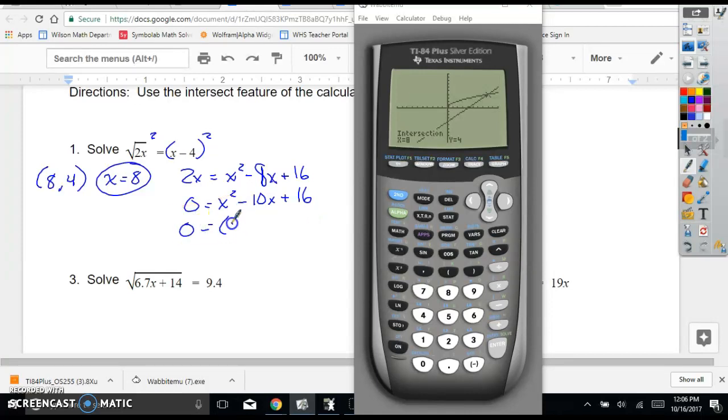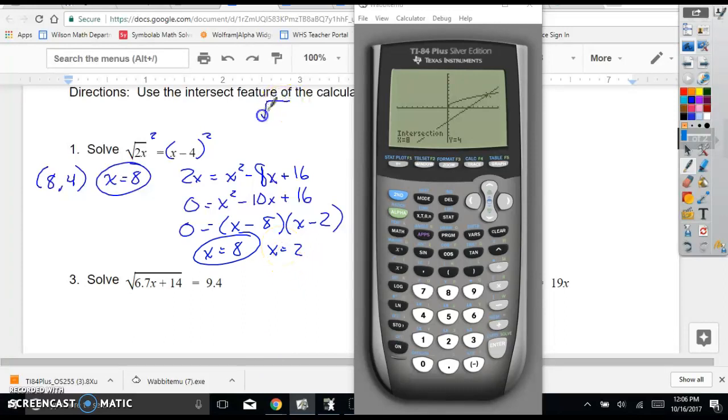So we're going to have x minus 8 and x minus 2. I'm going to go ahead and factor this. 8 times 2 is 16. 8 plus 2 is 10. So that means x is 8 and x is 2. But you can clearly see graphically we're only getting that one. So let's see what happens when we plug 2 back in.